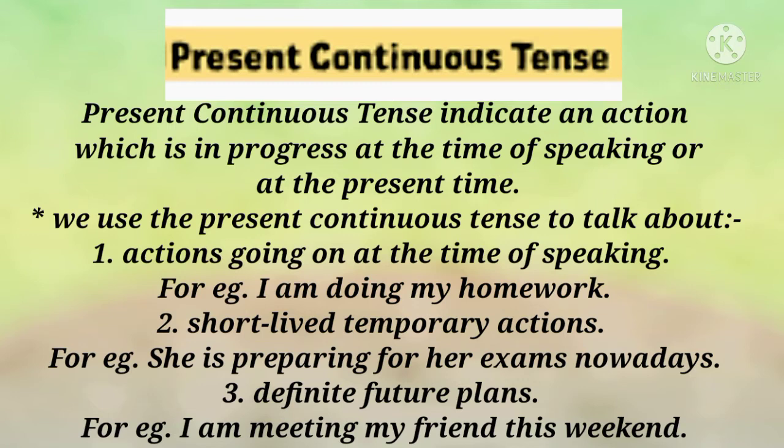Second, short-lived temporary actions means the actions which we will perform just for a period of time. For example, she is preparing for her exams nowadays. Third, definite future plans. Definite means exactly we know about the plan for the future. For example, I am meeting my friend this weekend.